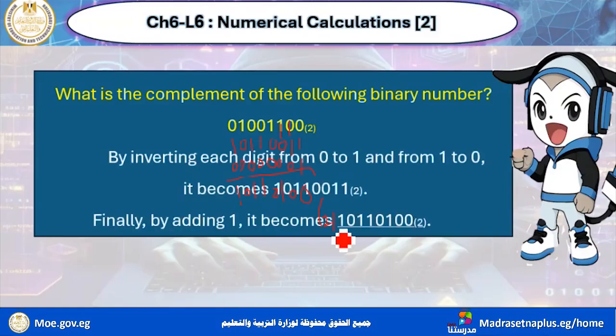Now, by inverting from 0 to 1 and 1 to 0, it becomes, as we said, 1, 1, 0, 0, 1, 1, 0, 1. By adding 1, it will be 0, 0, 1, 0, 1, 1, 0, 1. I think it's clear now.